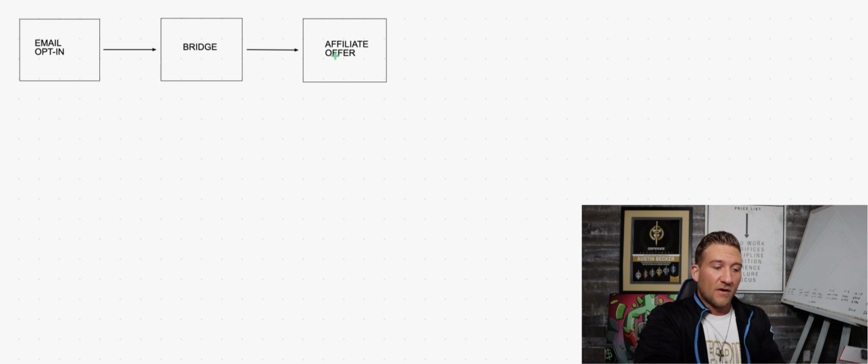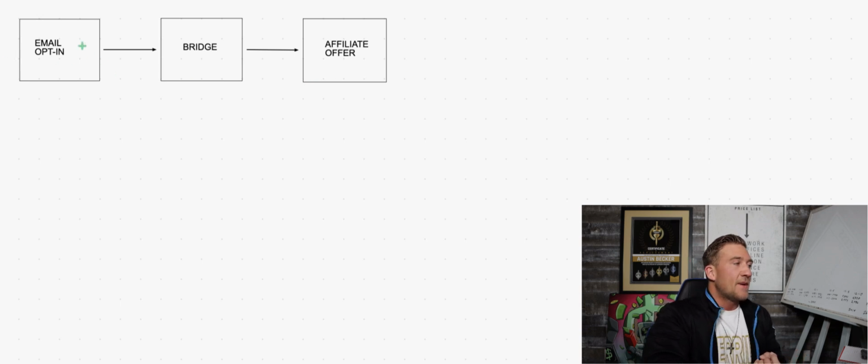The affiliate offer is the actual product, program, software, service, whatever it is that you decided to promote to your audience. And that will be the affiliate offer. So most of the time, people don't really pay attention to this. So the way this would work is your customer will hit the email opt-in page.